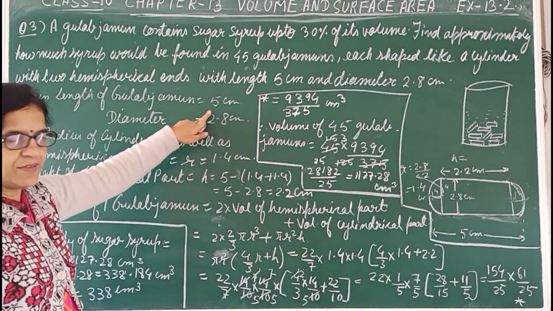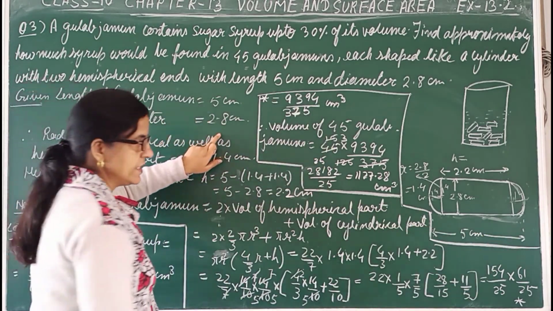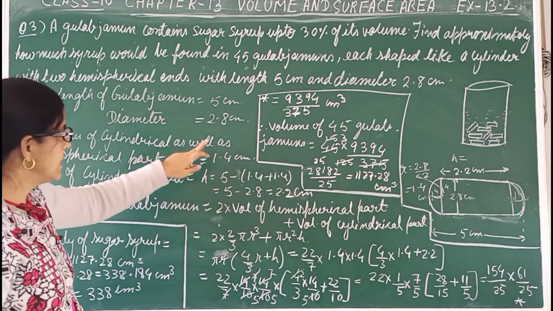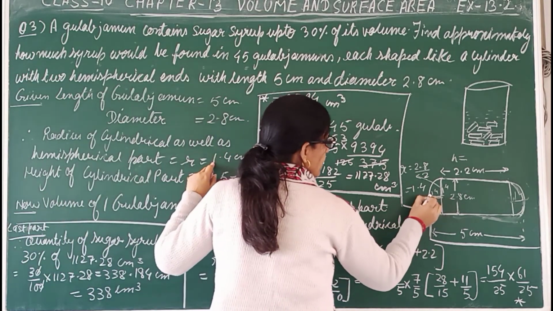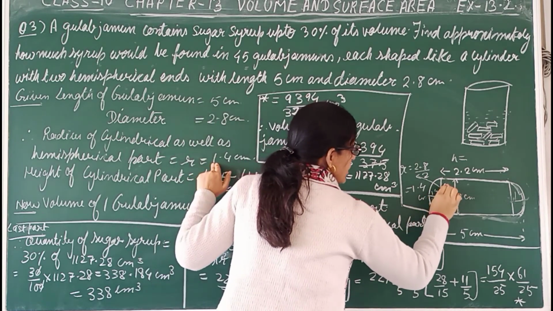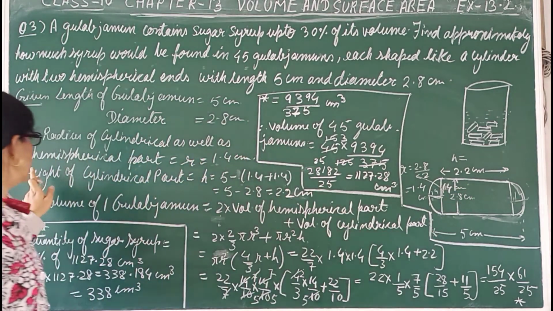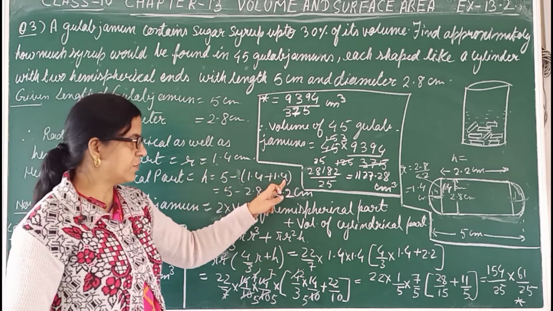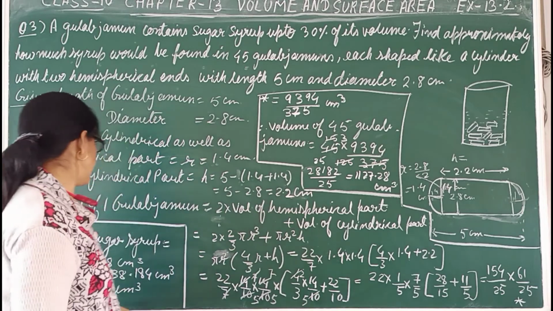Length of the gulab jamun is 5 cm. This full length is 5 cm. Diameter is 2.8 cm. Therefore, the radius of the cylindrical as well as the hemispherical part is 1.4 cm. This one is 1.4 centimeter as well as this one is 1.4 centimeter. The height of the cylindrical part, h equals 5 minus (1.4 plus 1.4), that is 5 minus 2.8 centimeter, that is 2.2 centimeter.